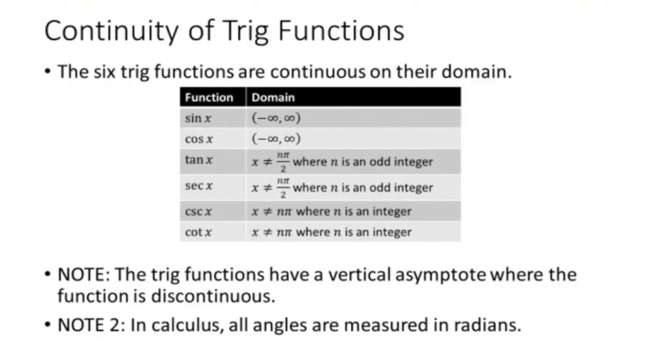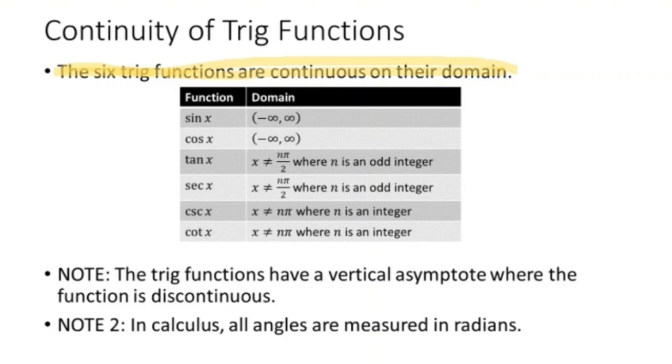It turns out all 6 trig functions are continuous on their domains. Below is a table of our 6 trig functions and their domains. Sine and cosine have a domain of all real numbers, so they are continuous everywhere. Tangent and secant are continuous as long as x is not equal to n pi over 2, where n is an odd integer. So tangent and secant are continuous everywhere except for odd multiples of pi over 2.